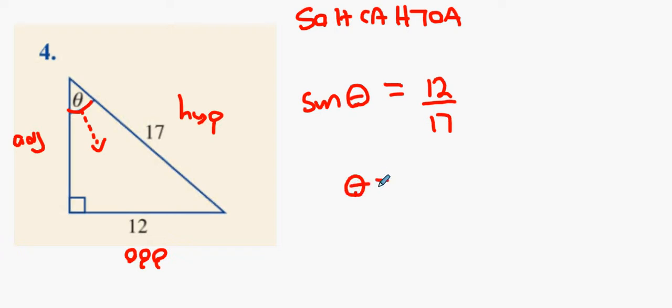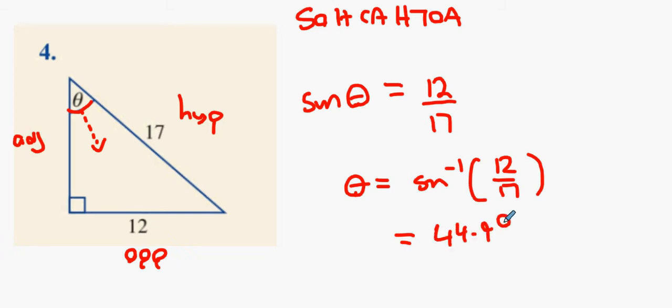Sin inverse. 12 over 17, and what do I get? 44.9. Read the question. If the question wants it to 1 degree, it's 45 degrees.